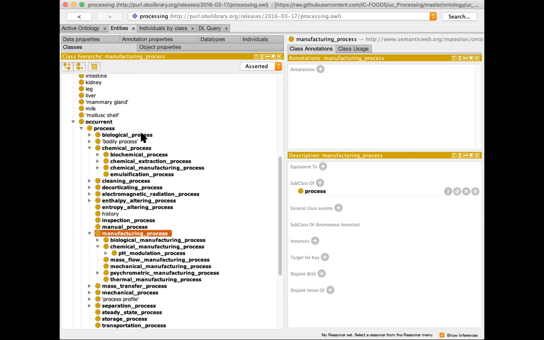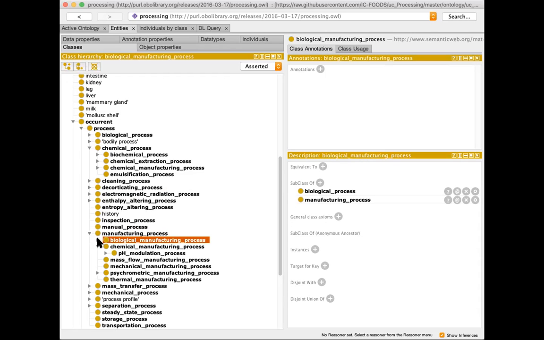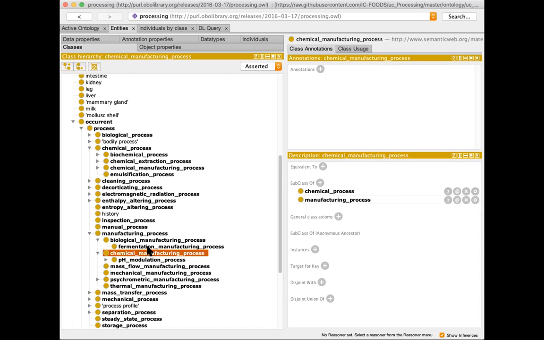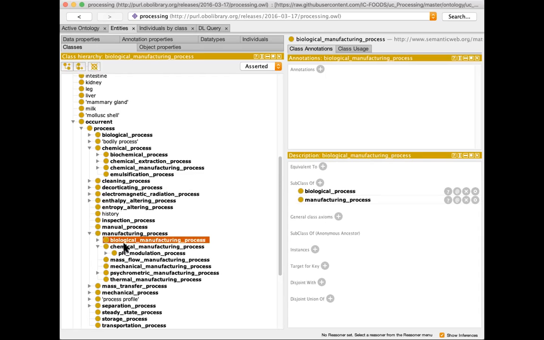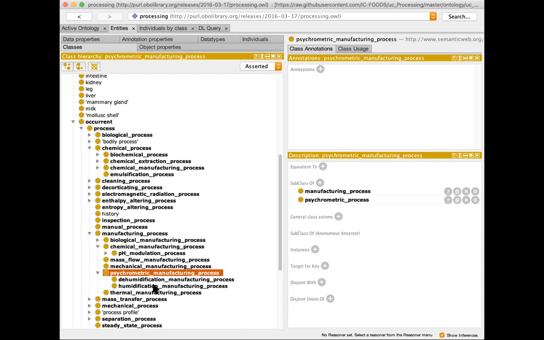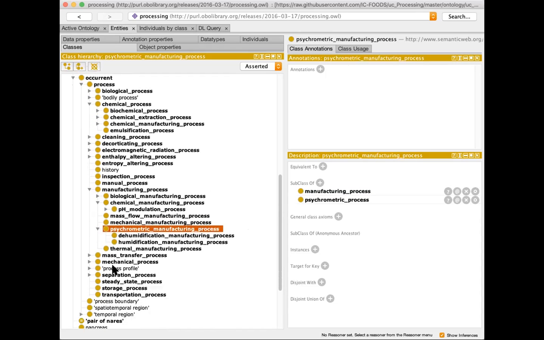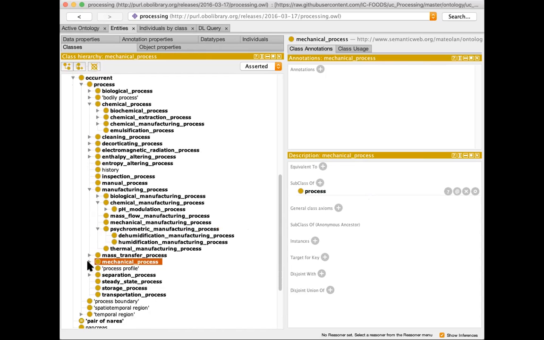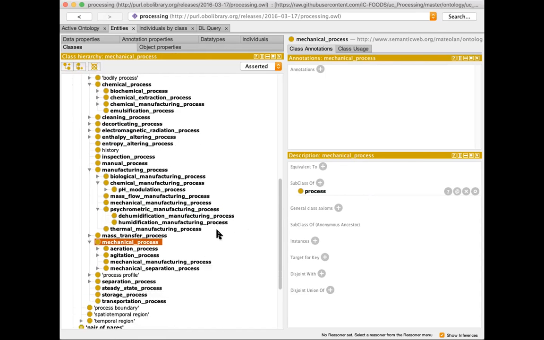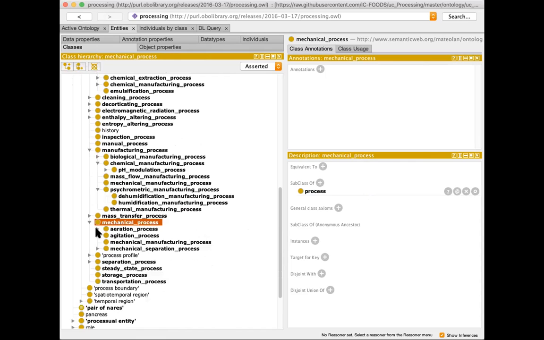And then just as you were showing, there's this multiple parentage, right? So this biological manufacturing process would include a fermentation, so a planned fermentation process, as it were. And similar with chemical and probably things like psychrometric, which are around essentially humidification and dehumidification. And then various other types of mechanical processes here. I would probably go back and put decorticating under mechanical, but various ways of putting air into something so that you could create a foam.